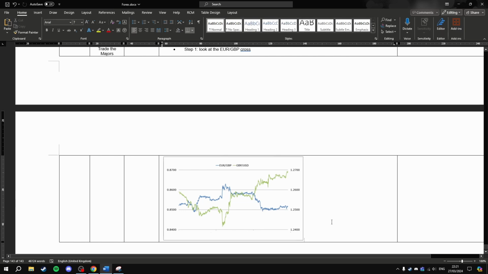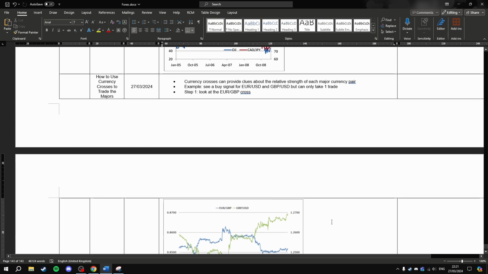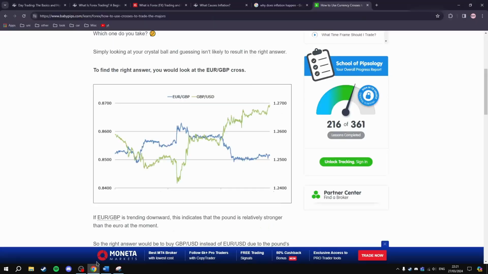But why does it have to be the EUR/GBP cross and not the GBP/EUR cross? Because it could have been the other way around. If you see a buy signal for GBP/USD and EUR/USD, would the website have said to look at the GBP/EUR cross? Okay, so you look at that.